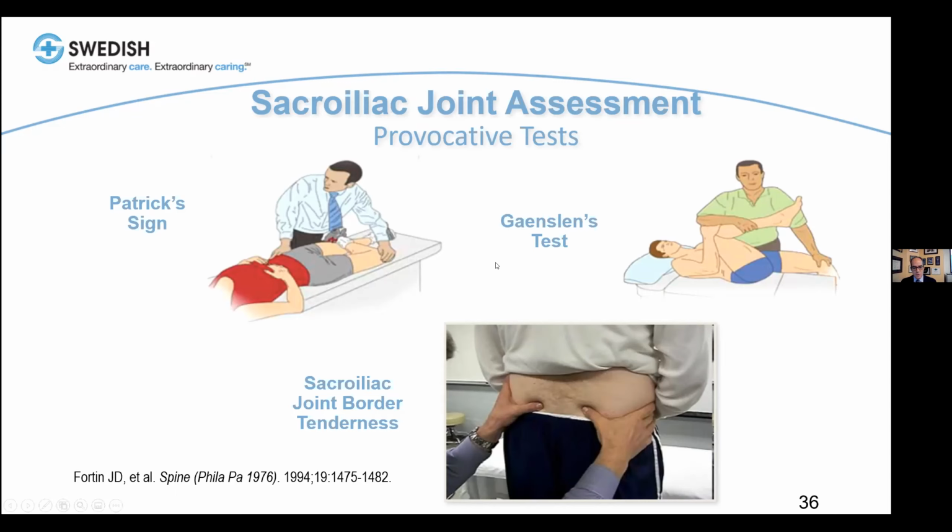And then below that is probably what's more commonly done, where we palpate along the PSIS and then palpate along the SI joint border with our fingers. And we're going to show you a video here with Patrick's in a second. Wilson, any comments on this kind of SI joint testing?